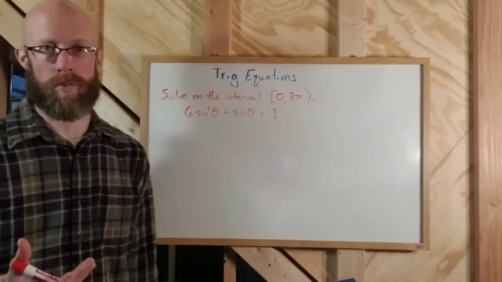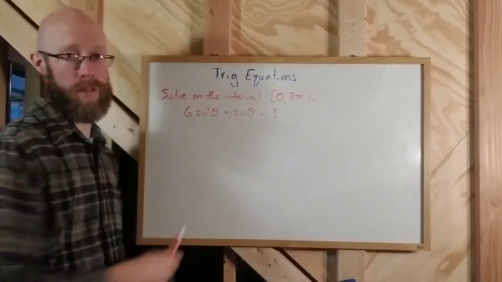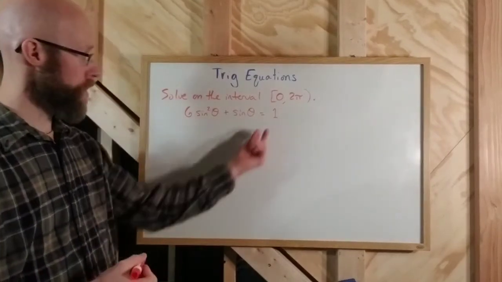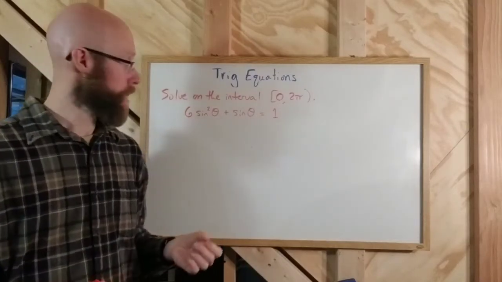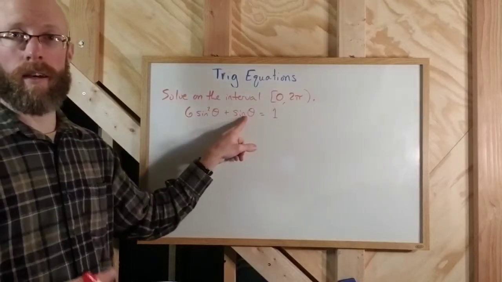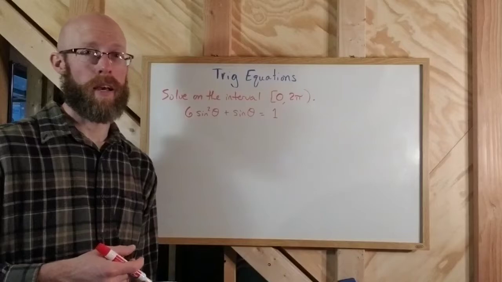I noticed a couple things right away. First of all, I have two terms with a sine of theta. I also have this extra 1 hanging out on the other side of the equation. Now I also noticed that there's a square and a single power of sine. So the sines have different powers.